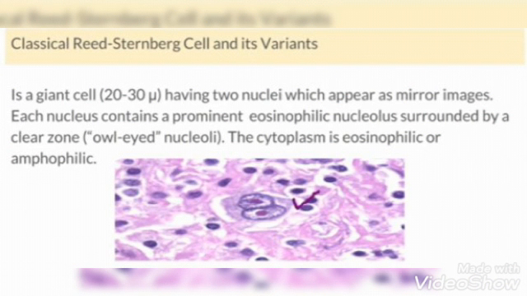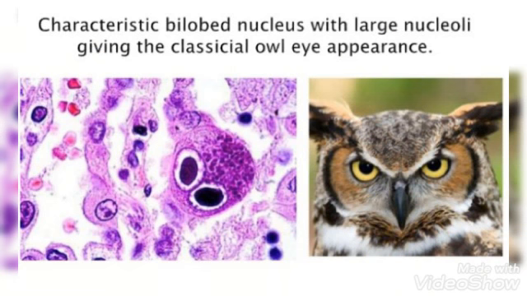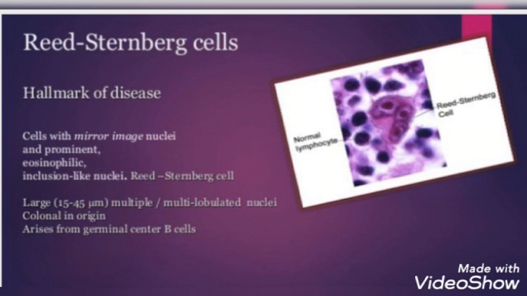These Reed-Sternberg cells are giant cells having two nuclei which appear as mirror images. Each nucleus contains a prominent eosinophilic nucleolus surrounded by a clear zone. The cytoplasm is eosinophilic and amphophilic. You can see in the picture, and easily remember for the exam, that these Reed-Sternberg cells have a characteristic bilobed nucleus with large nuclei giving the classical owl-eye appearance.